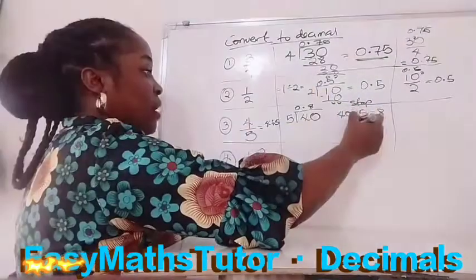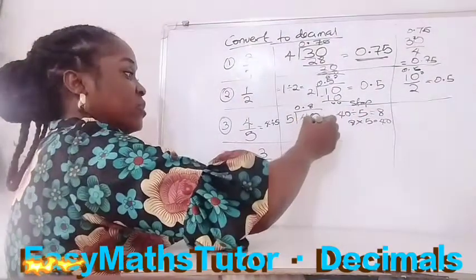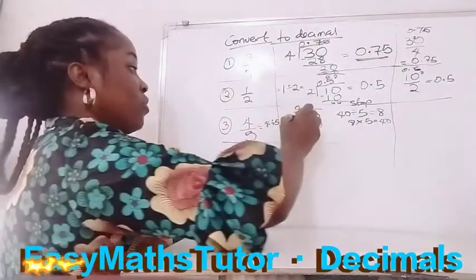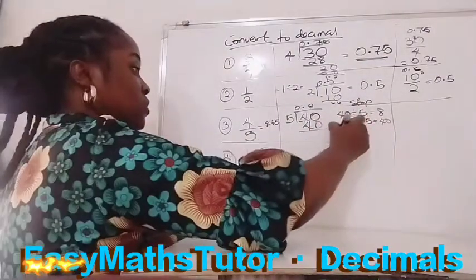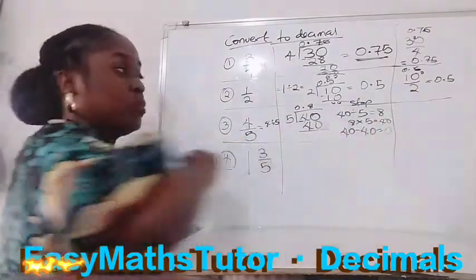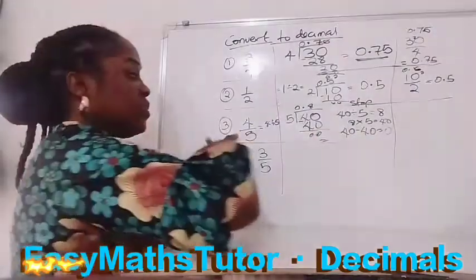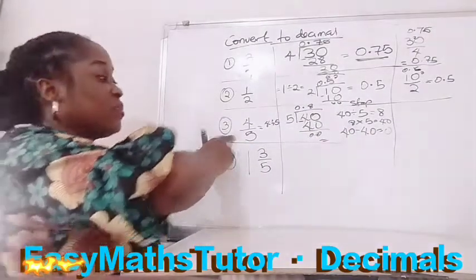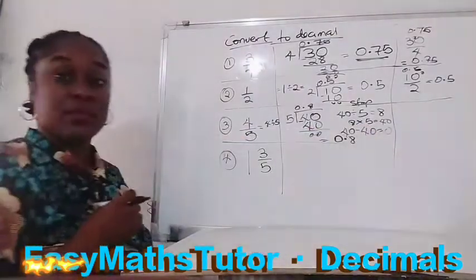Then 8 times 5 gives us 40. We'll write the 40 under, and then we will subtract. 40 minus 40 gives us 0. So our final answer for this fraction, the decimal form of this fraction, is 0.8.